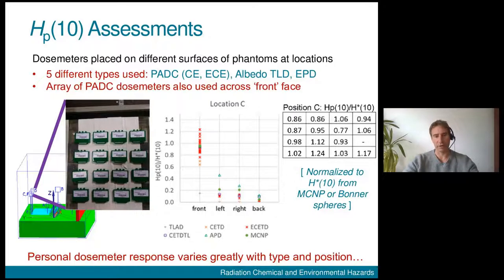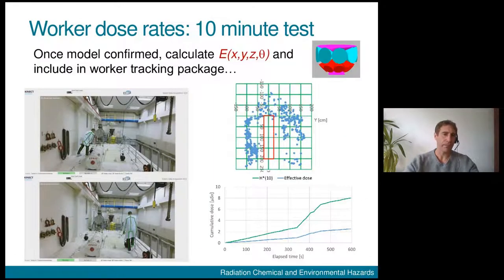So even at a given position, different dosimeters not agreeing with each other necessarily, and even within position on an individual front face, on an individual face of the phantom. So we have here this range of results for the same type of dosimeter. So of course the position where the dosimeter is worn is quite critical for neutron dosimetry.